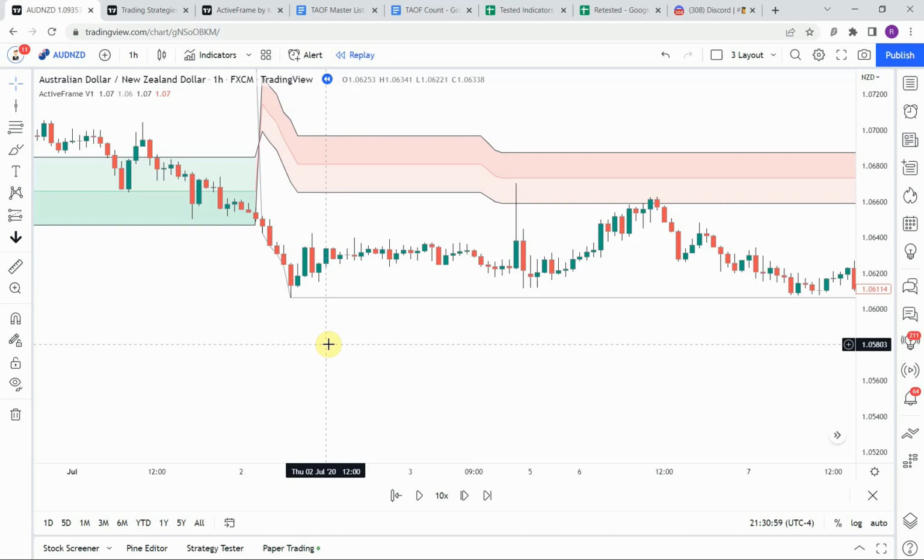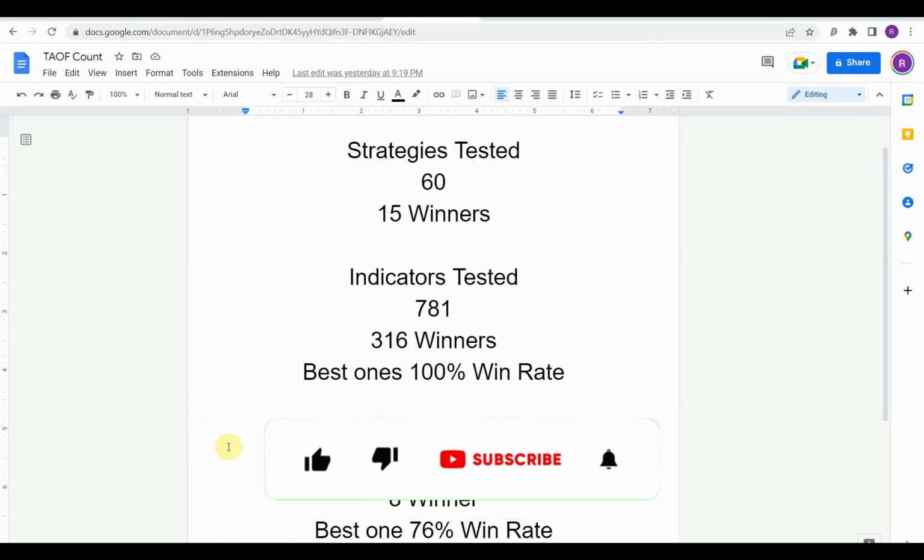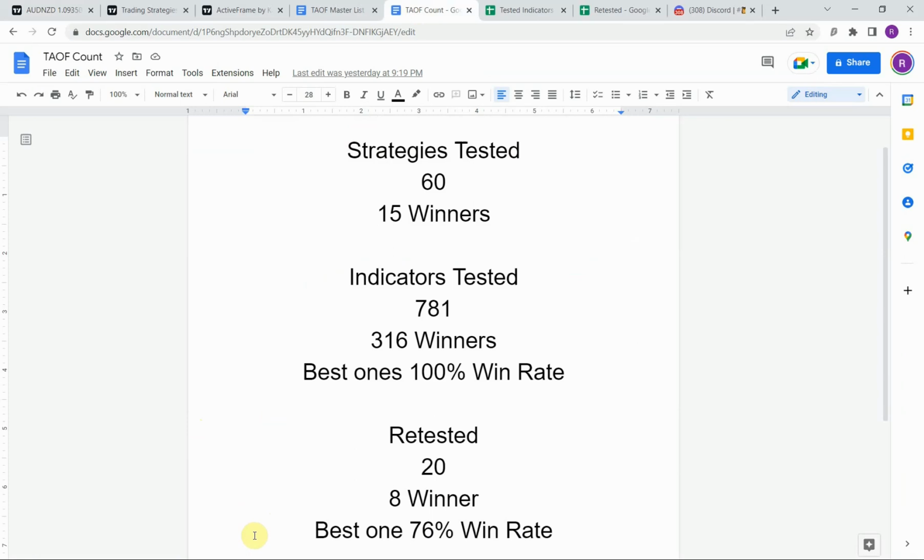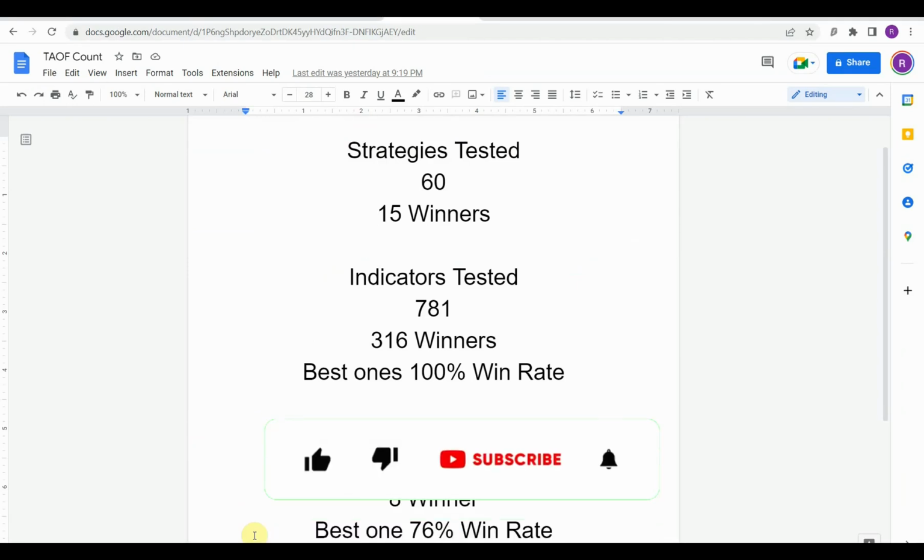Alright, as I said, today we will be doing an advanced testing of the active frame indicator. Before we do though, I wanted to put the testing scoreboard up for everyone to see. So to date, we have tested a total of 60 different strategies, with 15 of them being profitable. We've also tested a total of 781 indicators, with 316 of them being winners. The best ones so far were able to achieve a 100% win rate.